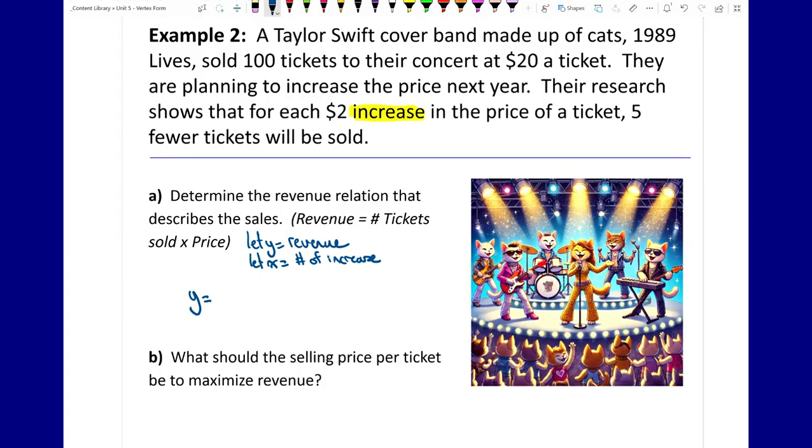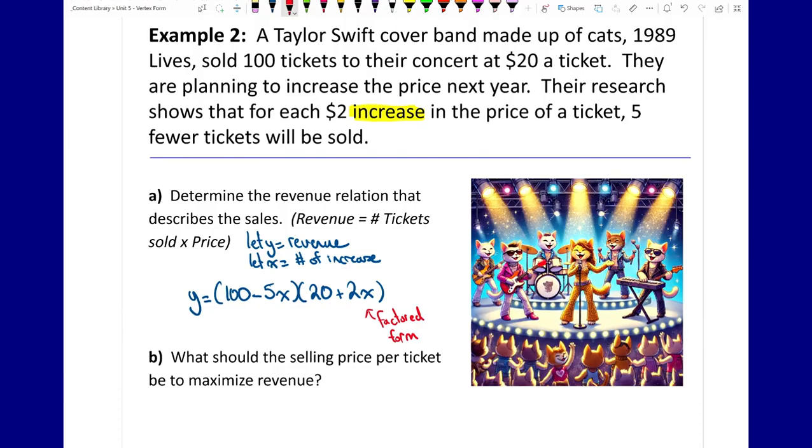I'm going to have y, the revenue, equal the number of tickets, which is going to be 100, but I'm going to subtract 5 tickets for every increase in price, so it's 100 minus 5x. For the price, it's going to be $20 plus $2 for every increase. Now this is going to be my relation. And if you look at it, it looks like factored form. So this is factored form.